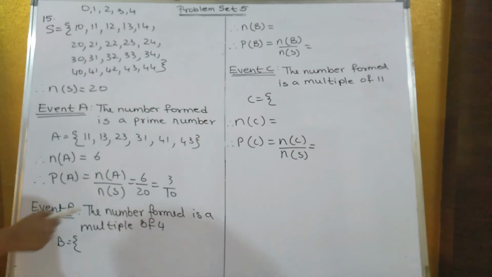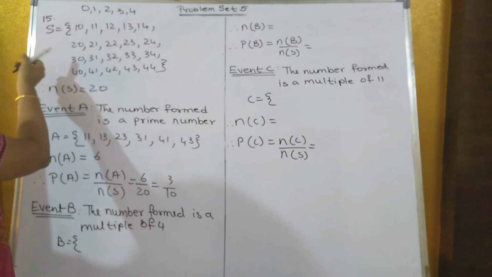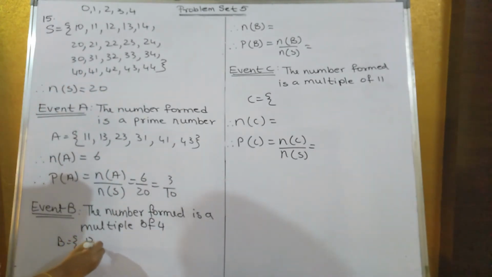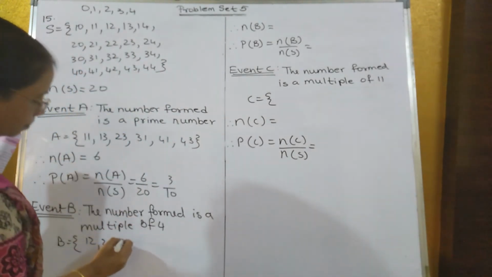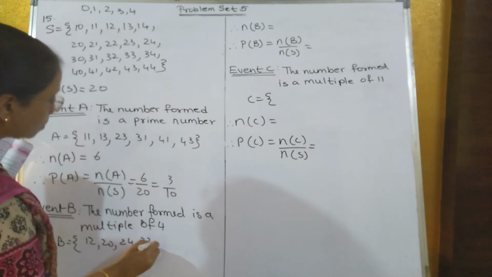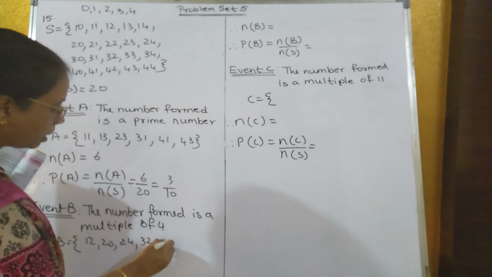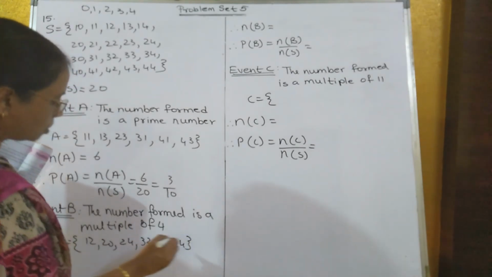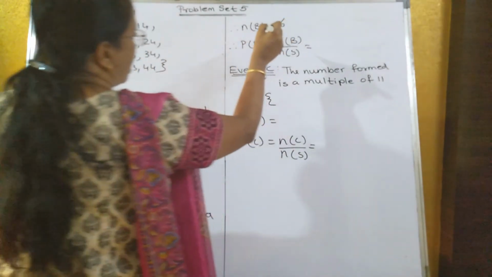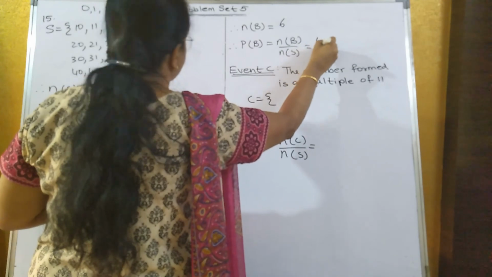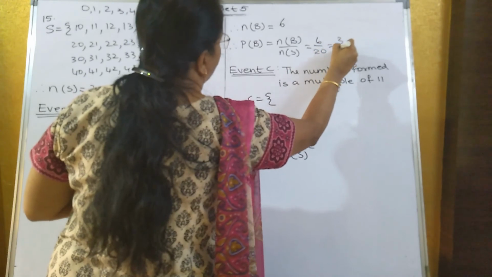Now event B, the number formed is a multiple of 4. Now which numbers go in 4's table? 12, 20, then next will come 24, 32, then will come 40, 44. So totally how many are there? 1, 2, 3, 4, 5, 6. So 6 are there. So Pb is equal to Nb upon Ns, that is 6 upon 20. That's equal to 3 upon 10.